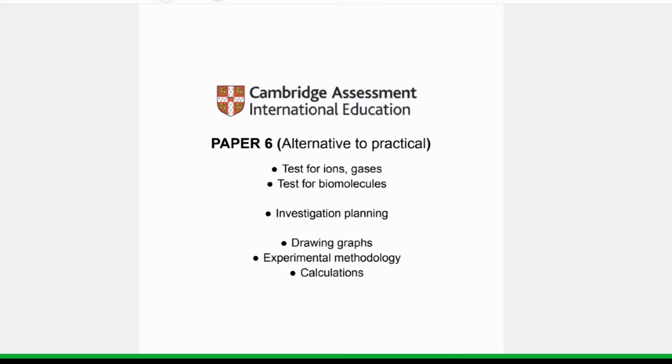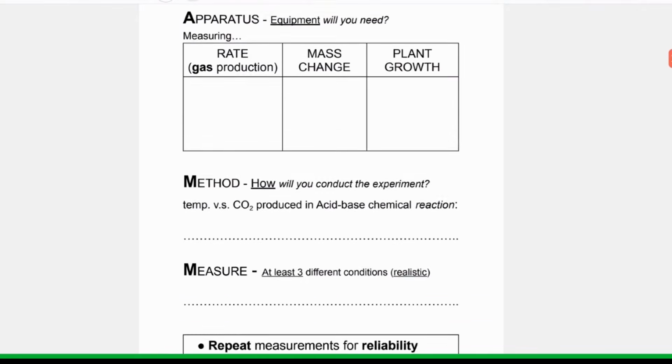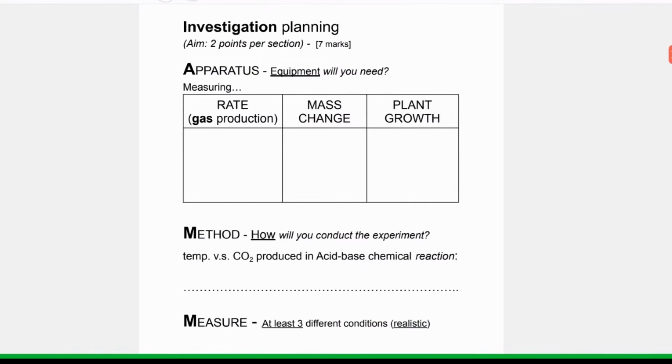In this second segment, we'll talk about the investigation planning question. For the first part of this question, we'll talk about the apparatus or the equipment you'll need.